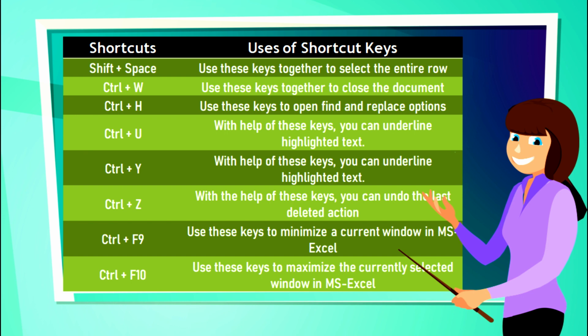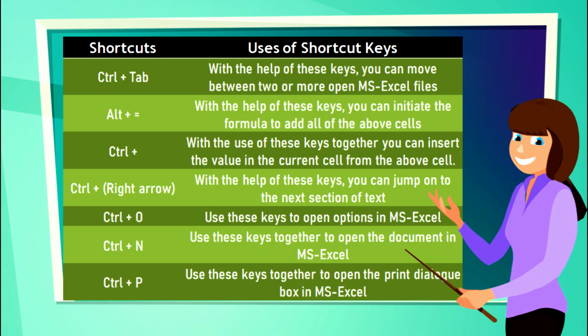Ctrl+F10, use these keys to maximize the currently selected window in MS Excel. Ctrl+Tab, with the help of these keys, you can move between two or more open MS Excel files. Alt+equal, with the help of these keys, you can initiate the formula to add all of the above cells.